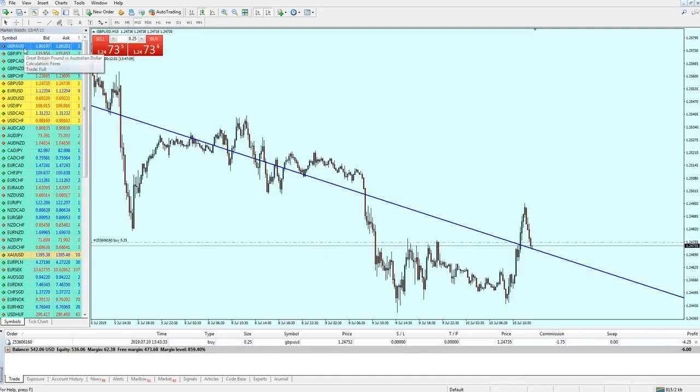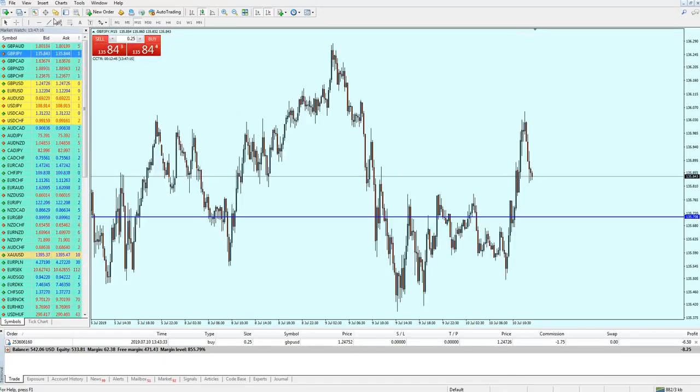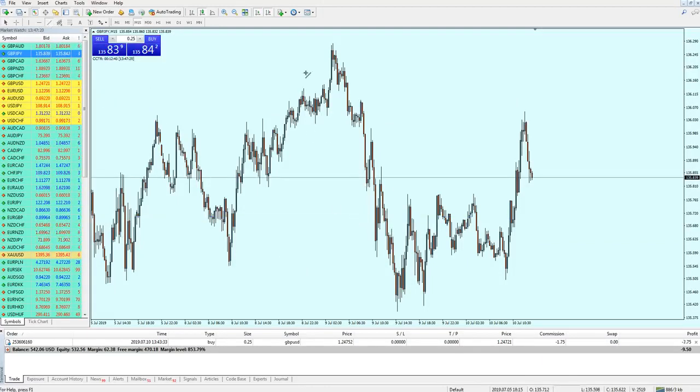Until this one finishes, let me go to the smaller time frames and try to find something good. Now I'm on the pound yen. Let me try if I can find something here. Now the pair is going down, and we want to catch the reversal.